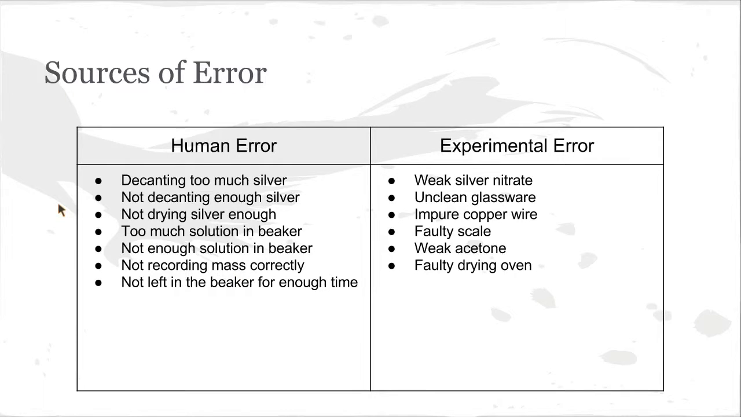Some of the sources of error in our experiment could have come from human error or experimental error. Some human error could be decanting too much silver, not decanting enough silver, not drying silver enough, too much solution in the beaker, not enough solution in the beaker, not recording mass correctly, or not leaving the solution in the beaker for enough time. Some experimental error could be weak silver nitrate, unclean glassware, impure copper wire, faulty scale, weak acetone, or a faulty drying oven.